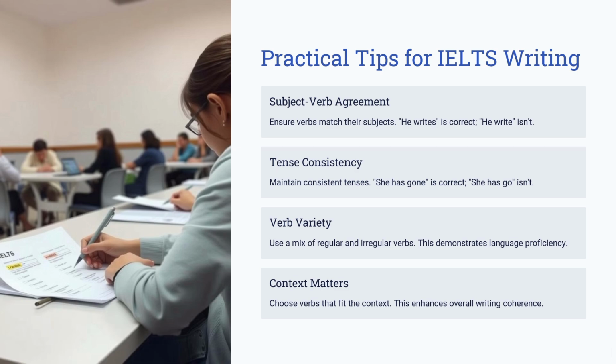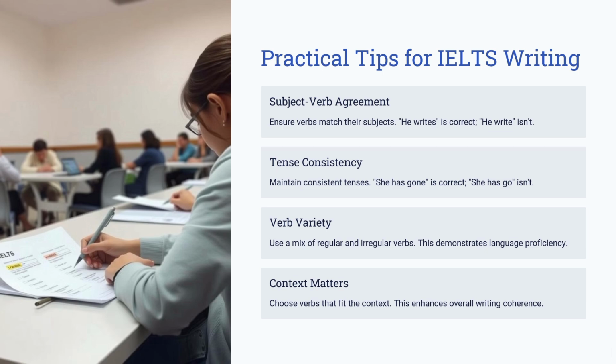So for example, "he writes every day." This is correct because the verb writes agrees with the subject he. "He write every day." This is incorrect because write does not agree with the singular subject he. So the correct way to say the sentence is "he writes every day," and the incorrect way to say it is "he write every day." See the difference on that? Good.